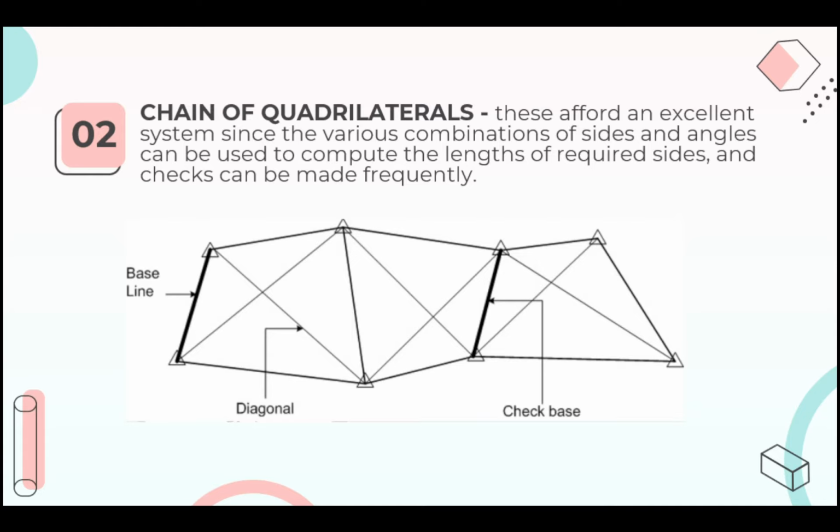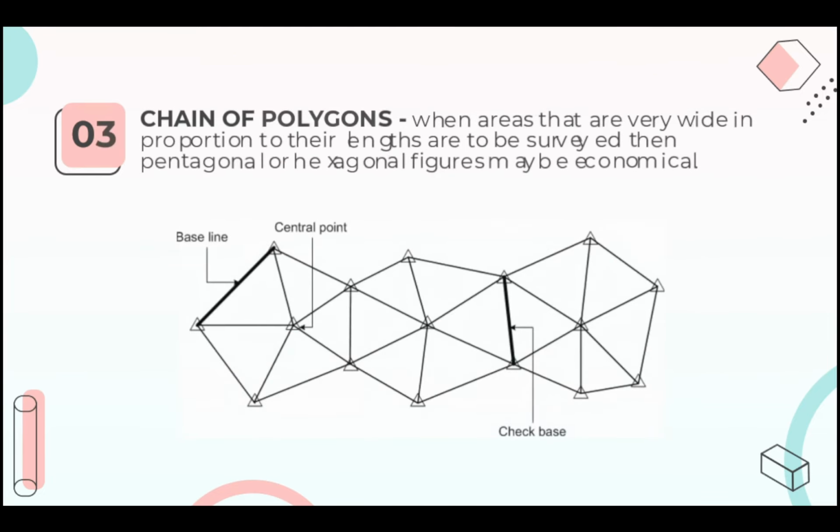Each figure is composed of two pairs of overlapping triangles, which gives the maximum opportunity for the distribution of angular errors. The third one is chain of polygons. It is composed of a group of triangles having a station within, which is at a vertex common to all the triangles. When areas that are very wide in proportion to their lengths are to be surveyed, then pentagonal or hexagonal figures may be economical.